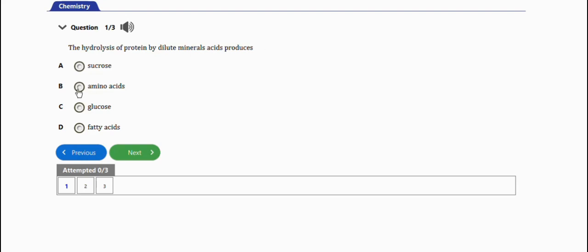So the right answer will be option B, which is amino acids. It's a very simple question.